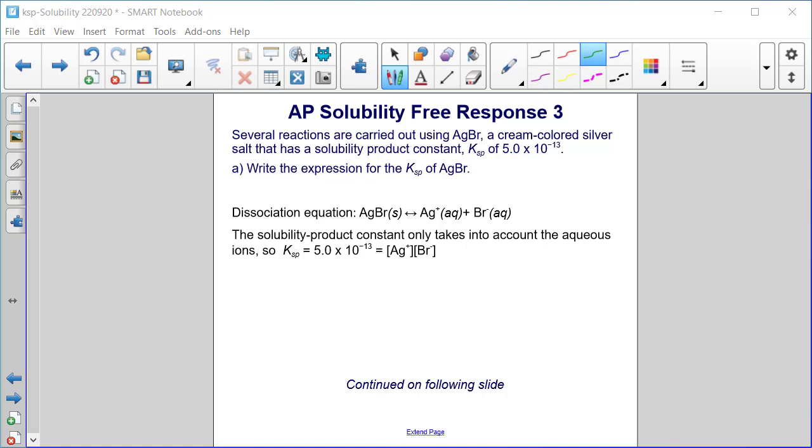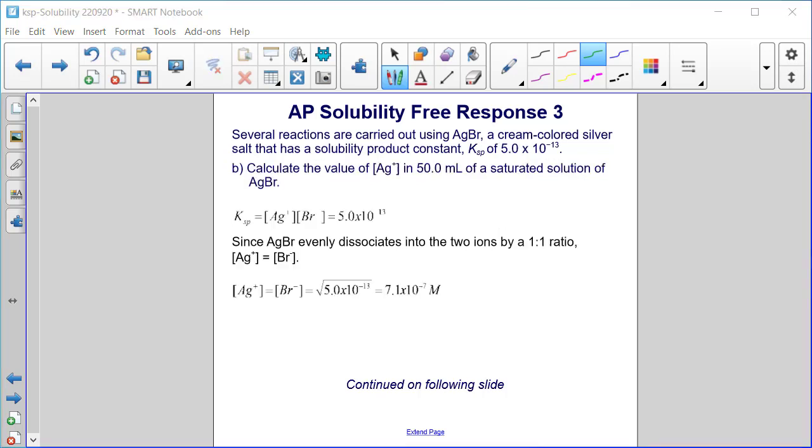So first, the dissociation equation of silver bromide solid into its ions Ag+ and Br-. The solubility product constant only takes into account the aqueous ions. So Ksp with a value of 5.0 times 10 to the minus 13, which was given, is equal to the silver ion concentration multiplied by the bromide ion concentration.